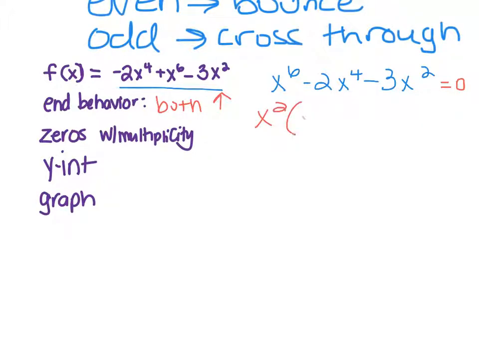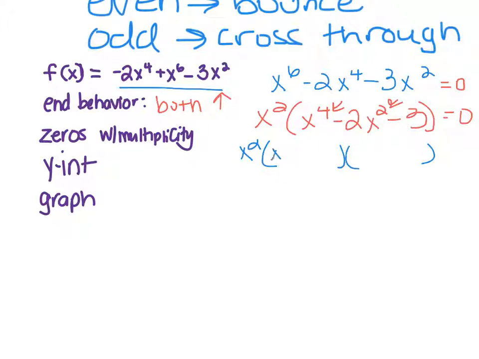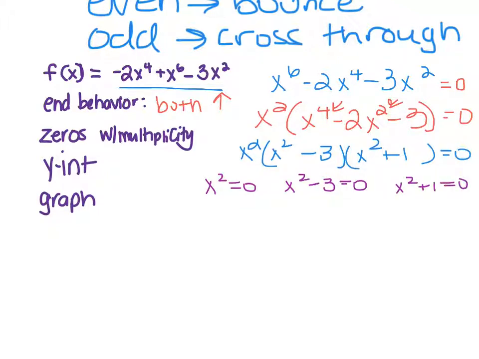To find the zeros, I'm going to set this equal to 0 and factor, so I can take out an x squared, and I get x to the 4th minus 2x to the 2nd minus 3. So when it's x to the 4th and x squared here, I'm going to factor it like I would a normal trinomial, except that instead of it being x, it's going to be x squared. Factors of negative 3 that sum to negative 2 would be negative 3 and positive 1. Then solve this. So x squared equals 0, x squared minus 3 equals 0, and x squared plus 1 equals 0.